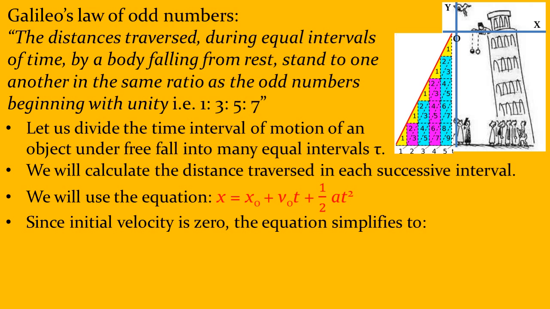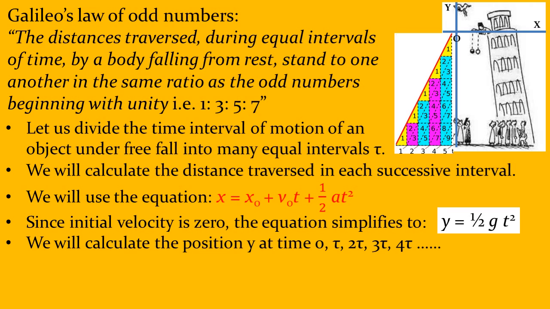Since initial velocity is 0, the second term here becomes 0. The starting position y naught is 0, so this also I can ignore. So I am only left with x and half at square. Only thing is, since I have shown it as the y-axis, I am going to use the term y here. So it simplifies to y is equal to half gt square.